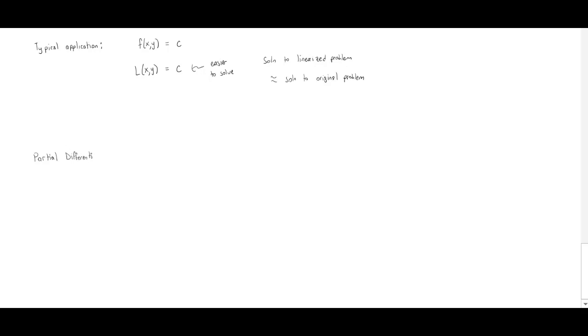So just real quickly, I wanted to talk about partial differential equations. So what is a partial differential equation? It's an equation involving partial derivatives of some function. Okay.